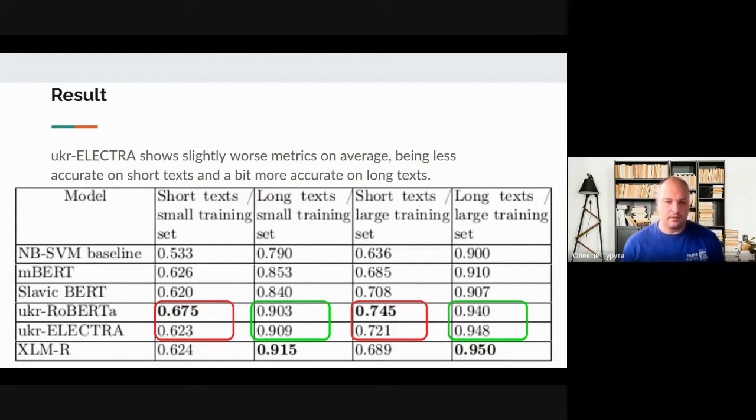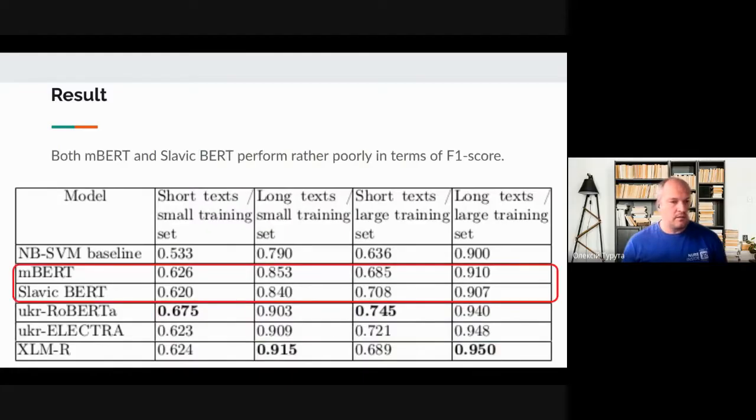So we can see an area for each model, and we can see that Slavic BERT doesn't have significantly better performance compared with multilingual BERT. Slavic BERT has the same result as multilingual BERT and doesn't have any opportunity for the Ukrainian language if we want to use it in the future.